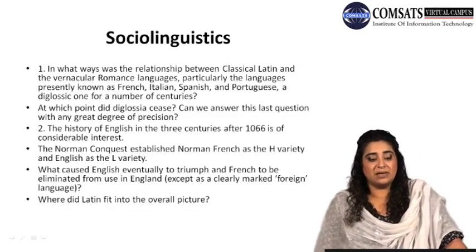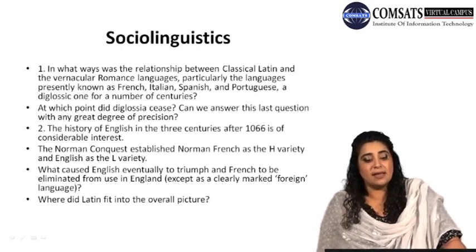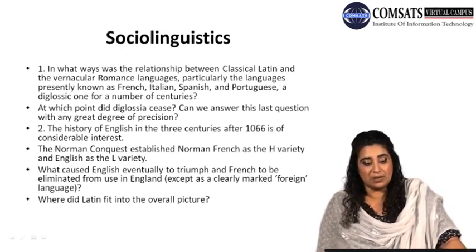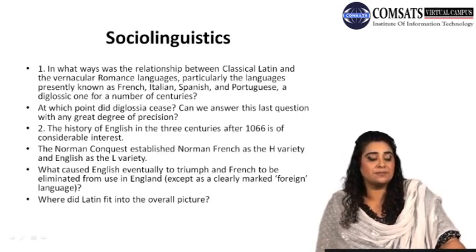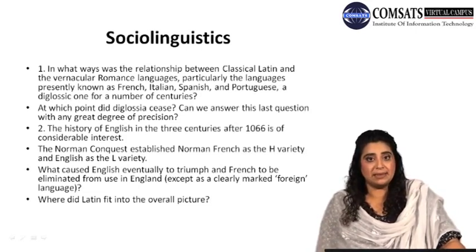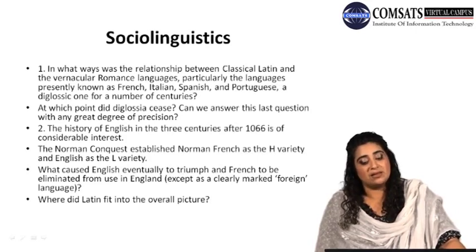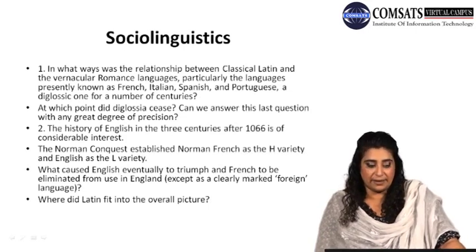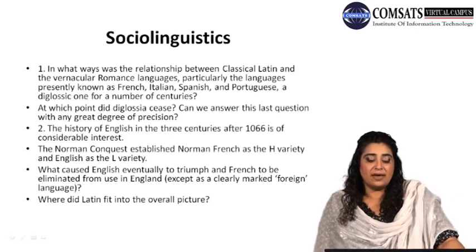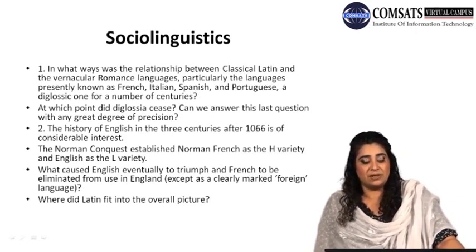Now, number one: in what ways was the relationship between classical Latin and the vernacular Romance languages, particularly the languages presently known as French, Italian, Spanish, and Portuguese, a diglossic one for a number of centuries? The other: at what point did diglossia cease? And can we answer this last question with any great degree of precision? The history of English in the three centuries after 1066 is of considerable interest. The Norman Conquest established Norman French as the H variety and English as the L variety. So what caused English eventually to triumph and French to be eliminated from use in England, except as a clearly marked foreign language? Where did Latin fit into the overall picture?